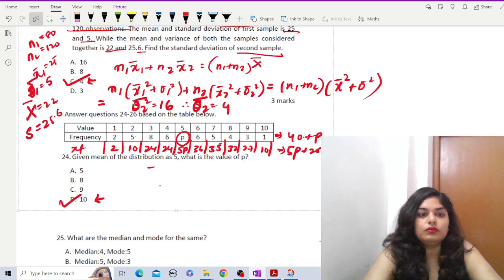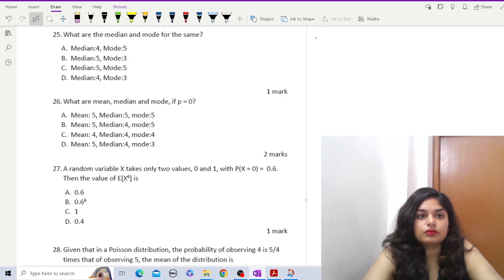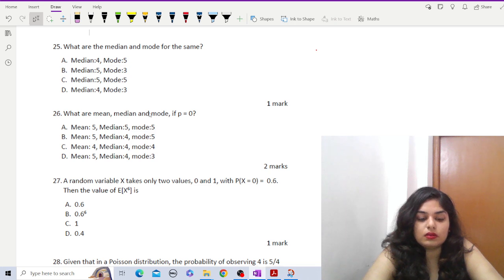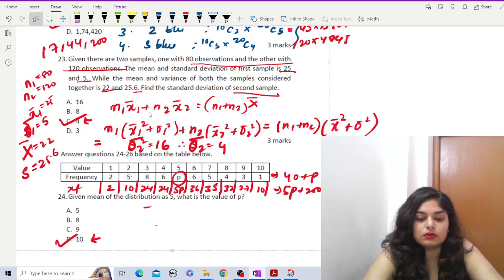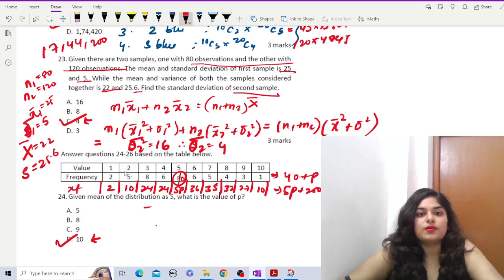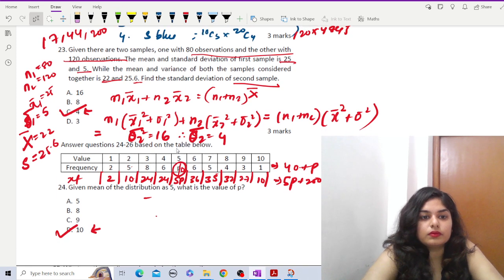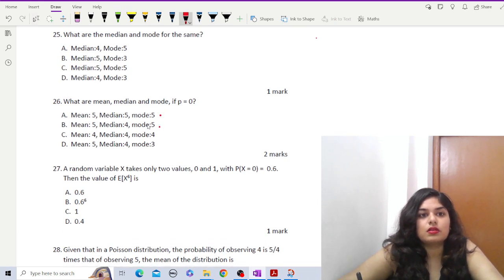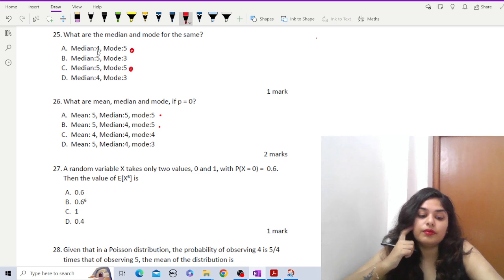Next, what are the median and mode for the same? Okay. So let us first find out the median here. Maximum frequency 5 is 10. I mean p is 10. We have got it. So the maximum frequency is 10, so 5 is the mode here. So either this or this. So we have to find out the median now.